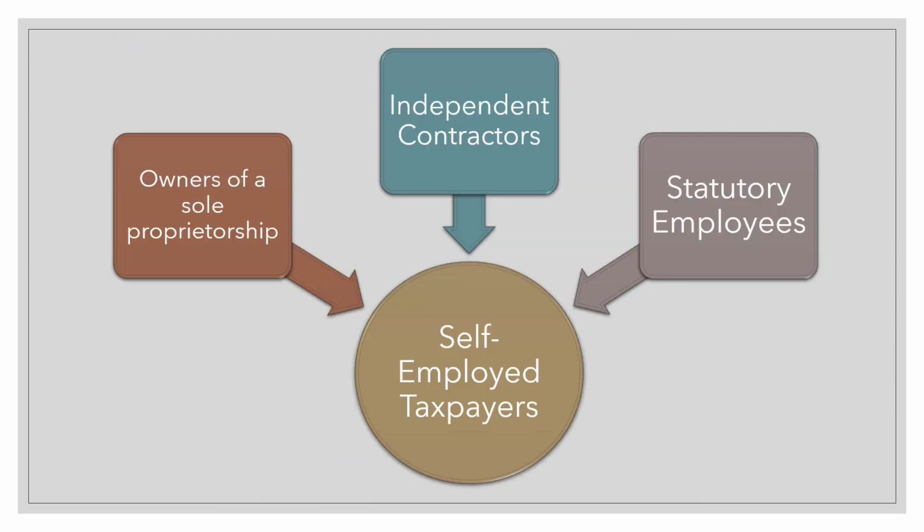As I briefly mentioned, this business income is generated by self-employed taxpayers. They might be owners of a sole proprietorship, they might be considered independent contractors, or they might be statutory employees. These taxpayers differ from employees based on who has control over what and how they perform their work. Publication 15A is an excellent resource to help determine whether someone is an employee or an independent contractor.